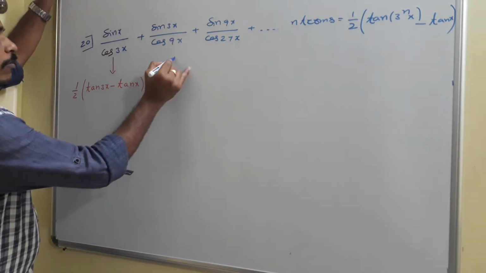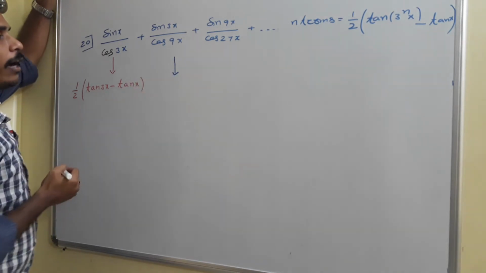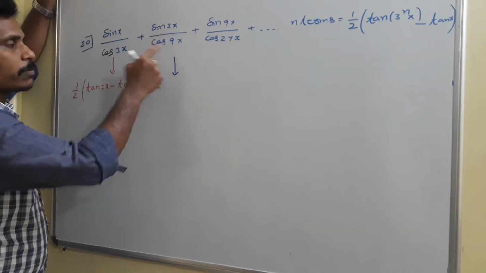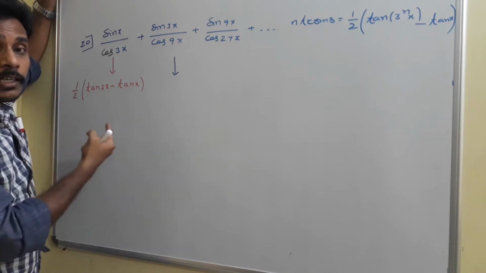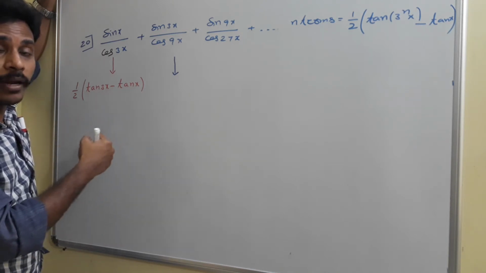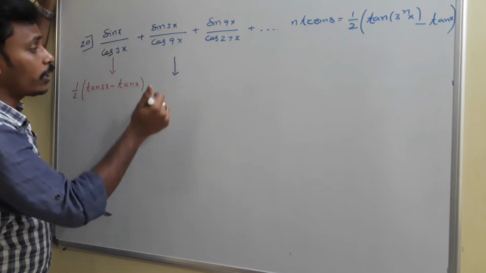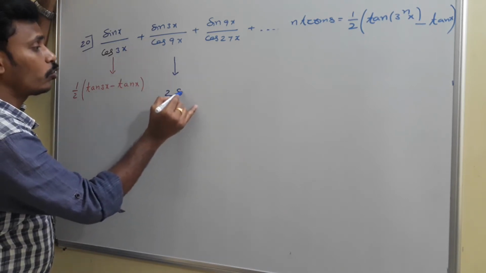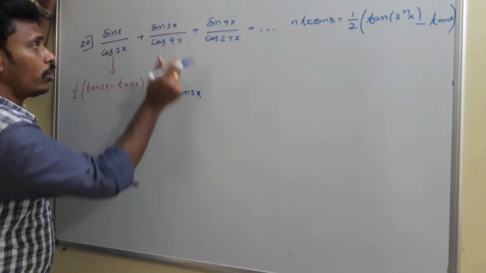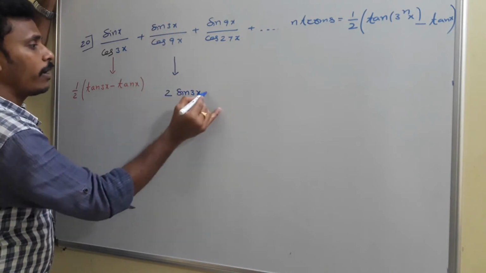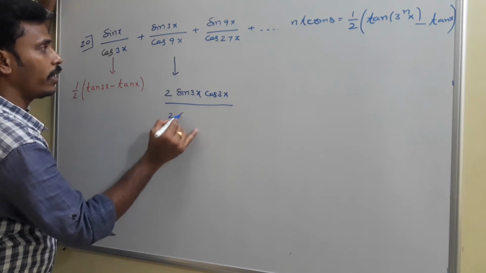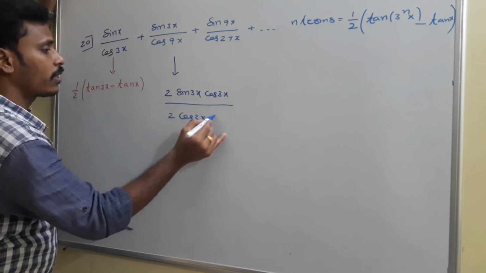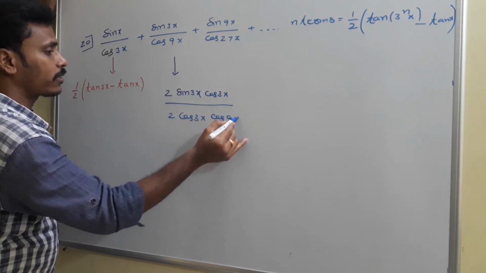Now we need to simplify the second one, and for the second one, this is sin 3x by cos 9x. Just like in the first term, where we multiplied both numerator and denominator with 2 cos x, here you multiply with 2 cos 3x. So sin 3x, I am multiplying with 2 cos 3x. In the denominator also again 2 cos 3x and cos 9x.